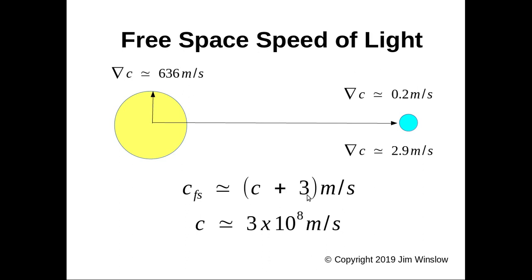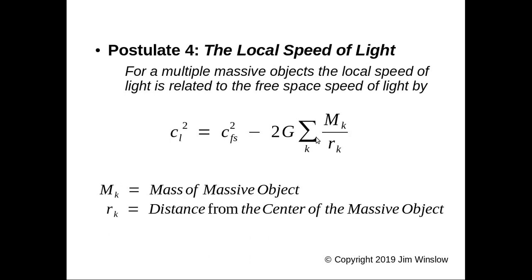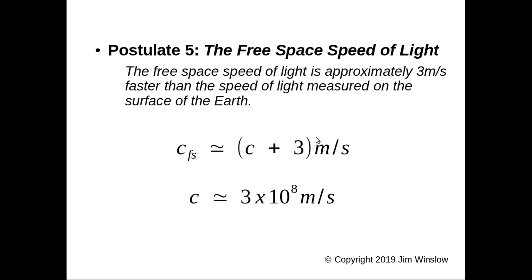So the free space speed of light out between galaxies is faster. How much faster? Not a lot, about 6 miles per hour. Here's the equation for the free space speed of light for a single massive object: the free space speed of light equals the local speed of light, plus 2GM over r, under a square root. Here's the general equation for multiple massive objects. And here's the final one: the free space speed of light is approximately 3 meters per second faster than the speed of light measured on the surface of the Earth.